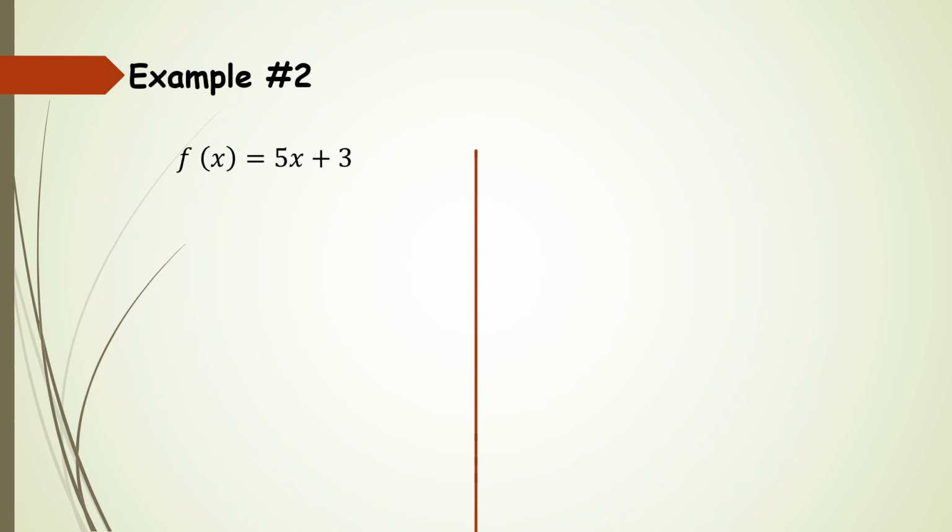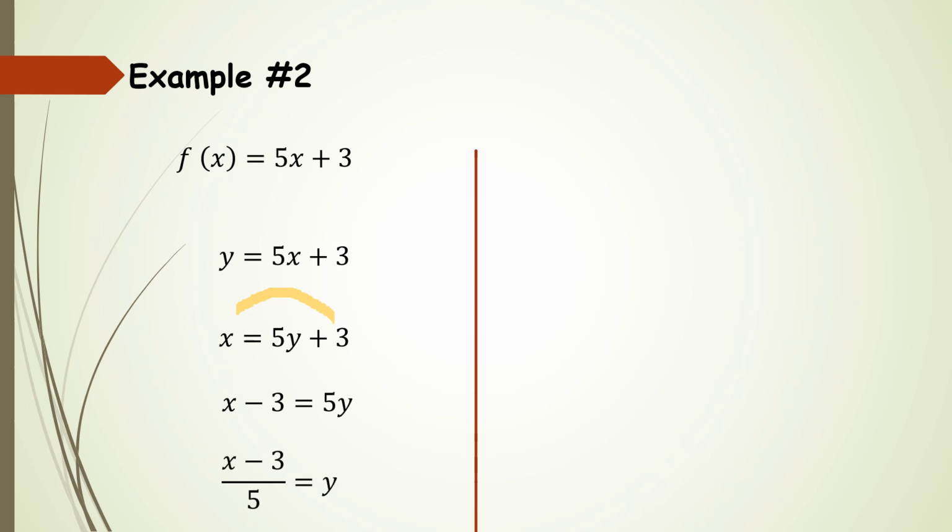Kunin na natin ang inverse ng ating given function. We have y is equal to 5x plus 3. Interchange the x and y variable. We have x is equal to 5y plus 3. So, transpose lang natin ang 3 sa kabilang side. We have x minus 3 is equal to 5y. Dividing both sides by 5, magkakaroon tayo ng x minus 3 all over 5 is equal to y. Thus, the inverse of f of x is equal to x minus 3 all over 5.